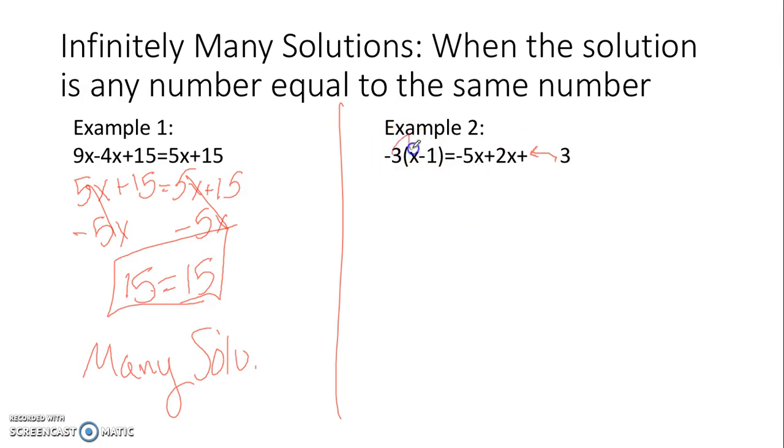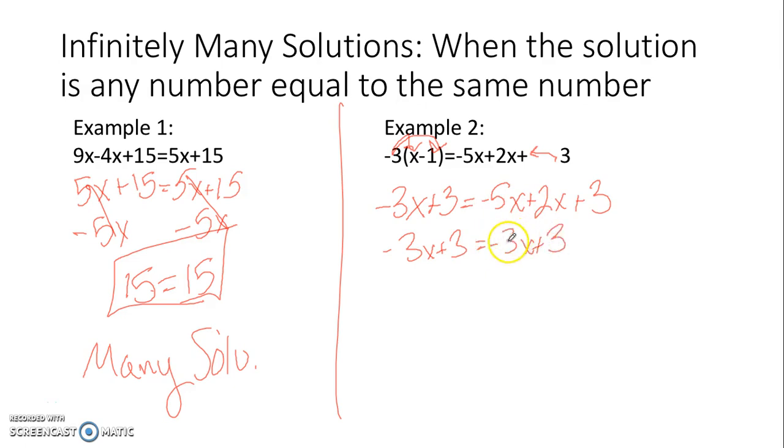So first we're going to distribute negative 3. Negative 3 times x is negative 3x, and then negative 3 times negative 1 is positive 3, so you're adding 3. Is equal to, we're just bringing it right on down, plus 3. Next thing we're going to combine like terms. On the left side of the equation, there are no like terms. It is equal to negative 5x plus 2x, which is negative 3x, plus 3.